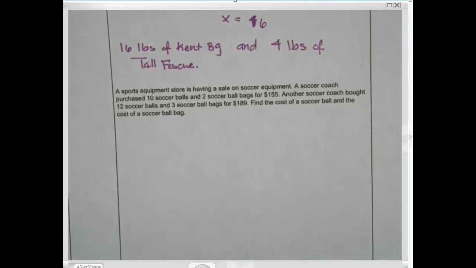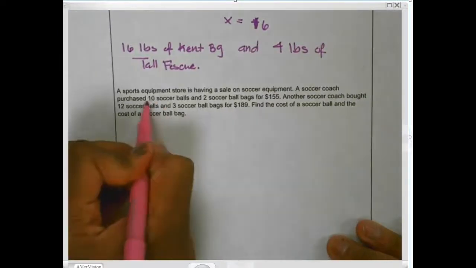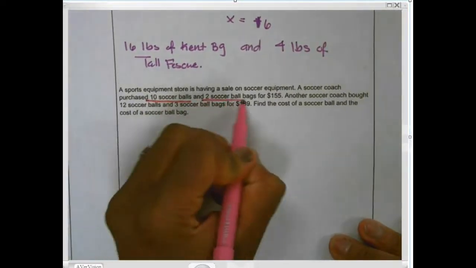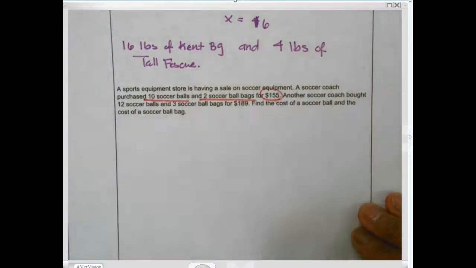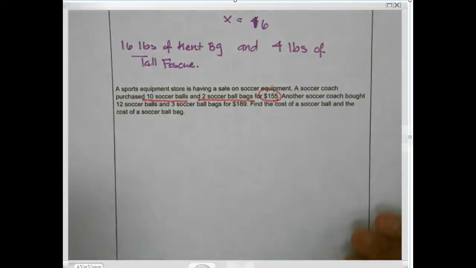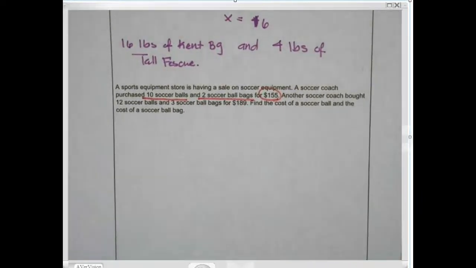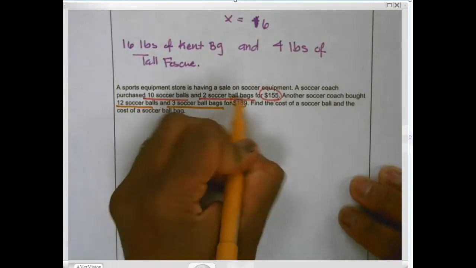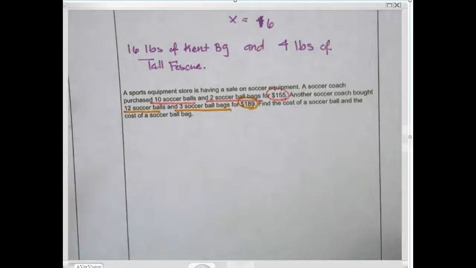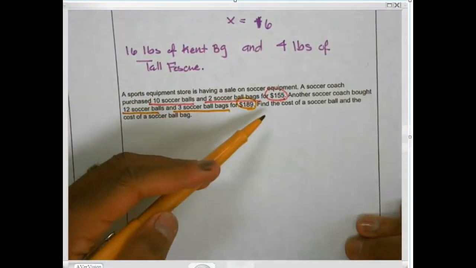A sports equipment store is having a sale on soccer equipment. Delightful. It's just what I needed. A soccer coach purchased 10 soccer balls and 2 soccer ball bags. They're probably those little mesh ones, for a total of $155. Another coach, so Coach B, what did she get? She bought 12 soccer balls and 3 soccer ball bags for a total of $189. She probably had a little bit more needs then. Find the cost of a soccer ball.